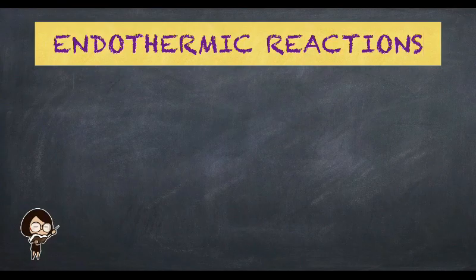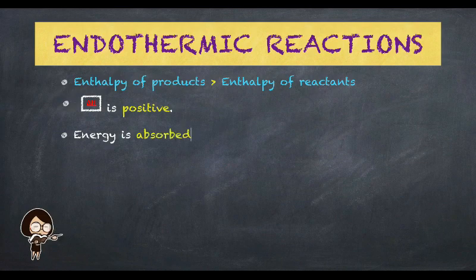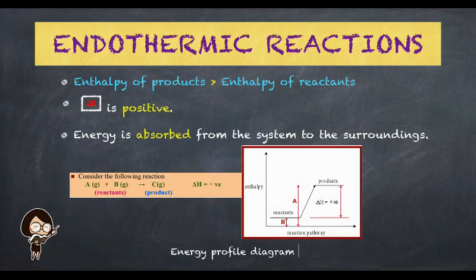Endothermic reactions. For endothermic reactions, the enthalpy of products is larger than enthalpy of reactants. Delta H is positive. The energy is absorbed from the surroundings by the system. Here is the energy profile diagram for endothermic reaction.